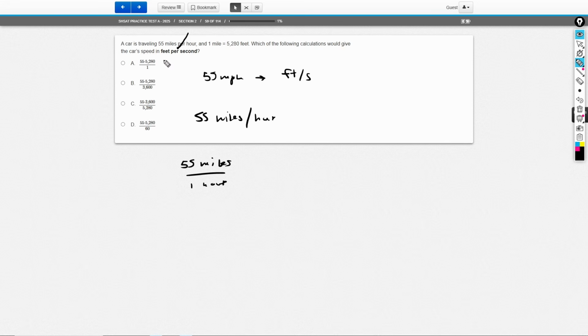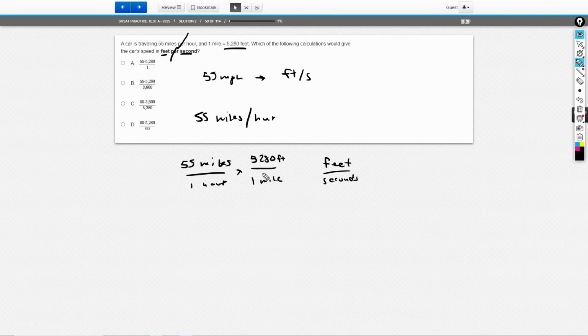So 55 miles per hour is actually 55 miles divided by 1 hour, okay? And I bring this up because they want you to convert this into feet per second. Feet per second is just feet over seconds. So in order to get this conversion, I'm going to have to get rid of miles and I'm going to have to get rid of hours. In order to convert miles into feet, we multiply by 5,280. Why? Because there's 5,280 feet in 1 mile.